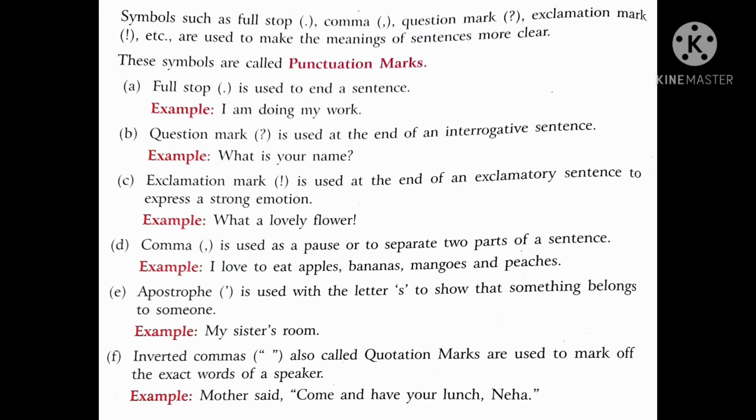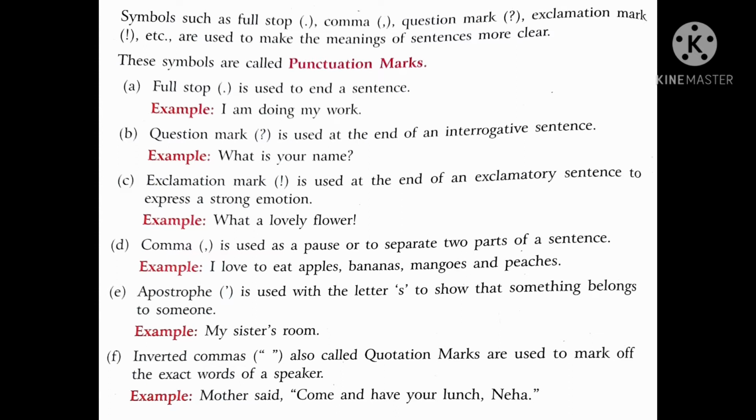Next one is comma. It is used as a pause or to separate two parts of a sentence. So whenever we have to separate two parts of a sentence, we put a comma there. For example, I love to eat apples, bananas, mangoes and peaches. So you can see apples, then I have put a comma, then bananas, comma. So it is separating the parts of the sentence, and whenever a pause is needed in that sentence, we put a comma there.